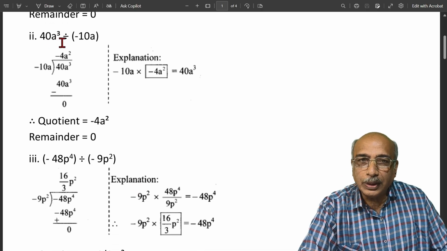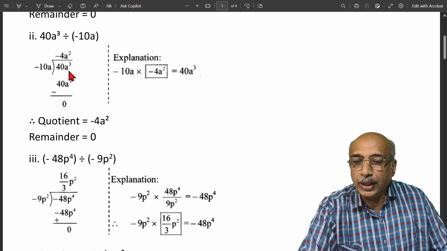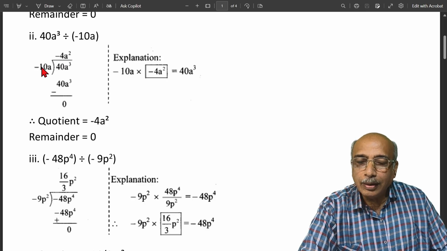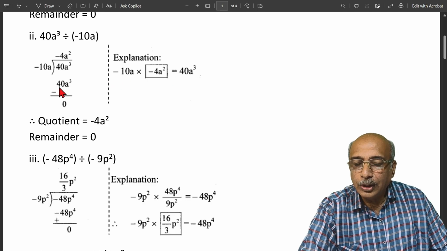40a raised to power 3 divided by minus 10a. 40a cube divided by minus 10a. Here it must be plus 40. So first only we will take minus here. So minus 4 into minus 10 plus 40 it will come. A into a square will be a cube. So here explanation is given: minus 10a into minus 4a square equals to plus 40a cube. So plus 40a cube will come here.